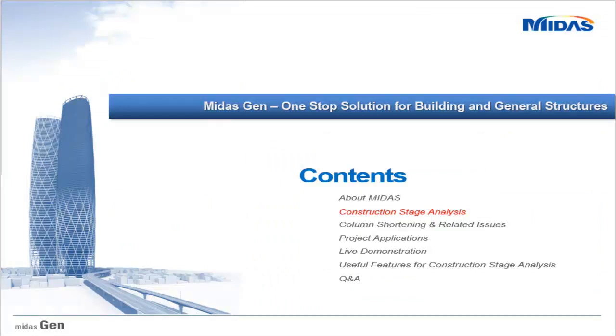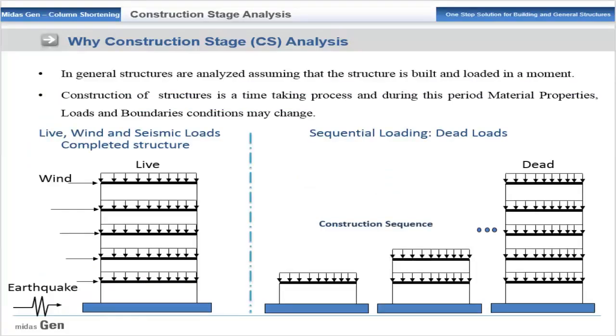Next, let us discuss construction stage analysis. Generally, structures are analyzed assuming that the structure is built and loaded in a moment. Actually, it is the live loads, wind loads and earthquake loads that are applied to a complete structure. However, the dead load is a type of sequential loading. Since most buildings are constructed one story or several units at a time, we need to consider the construction sequence.